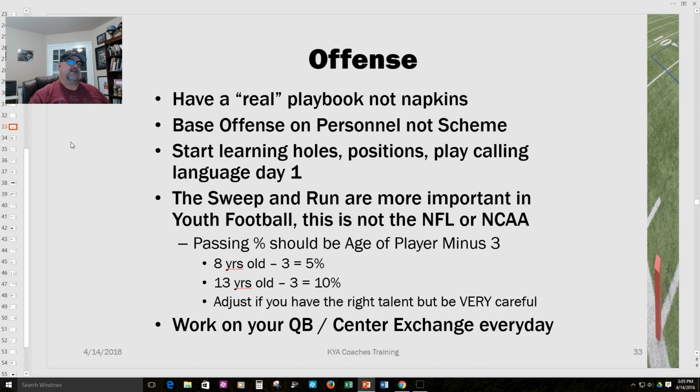The other thing that I see a lot of coaches do is set low expectations for their kids. Just heard the other day one of our young division coaches said, "Oh, those guys can't learn holes and numbering," in like the 5 and 6-year-olds, and that's just not true. Youth players' minds right now are sponges, and they can soak up anything if you teach it correctly. So we start learning holes and positions and play calling, our language, day 1.